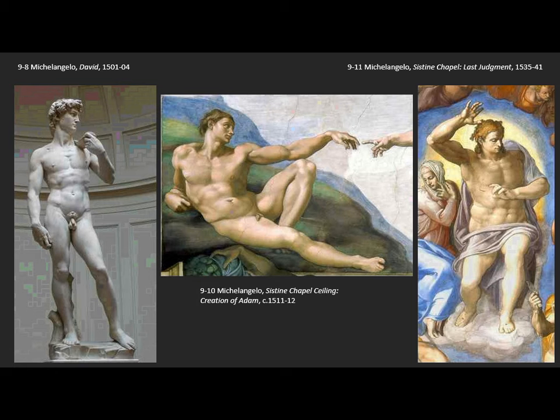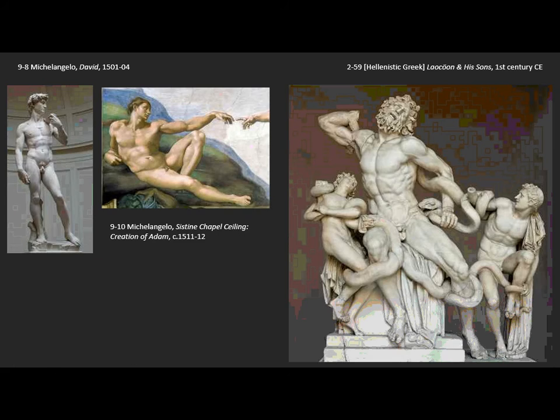see on the right. This change seems to have begun when Michelangelo moved to Rome in 1506 after completing the David. And it probably had everything to do with an increased contact with ancient Roman art. In particular, this one work, the Laocoon and his Sons, which was unearthed in Rome shortly after Michelangelo arrived there.